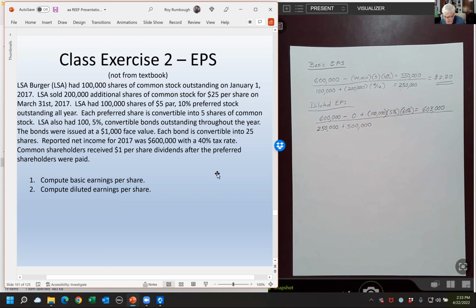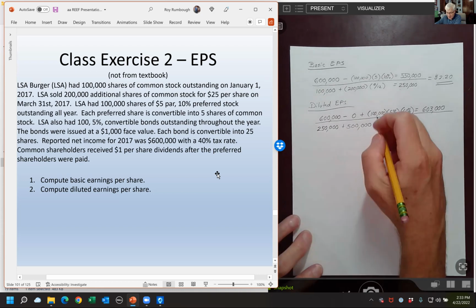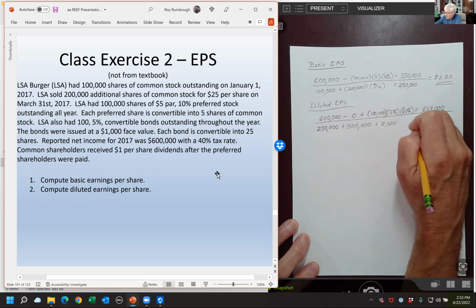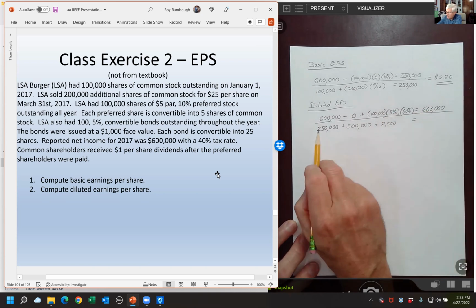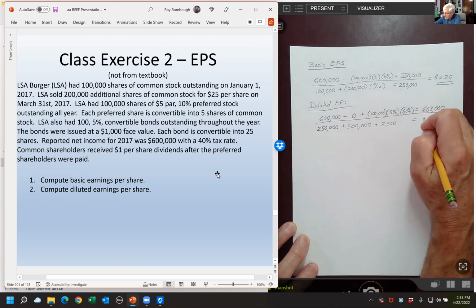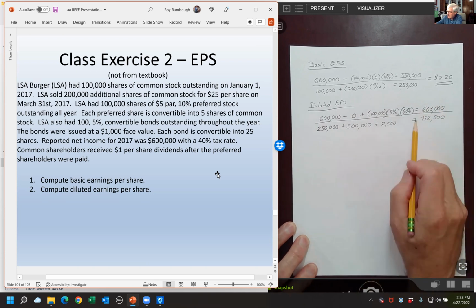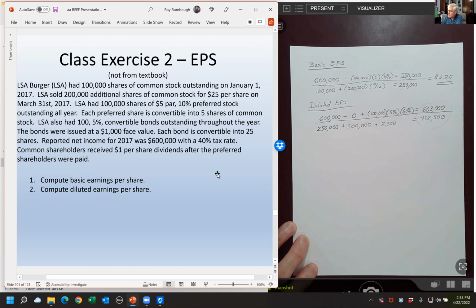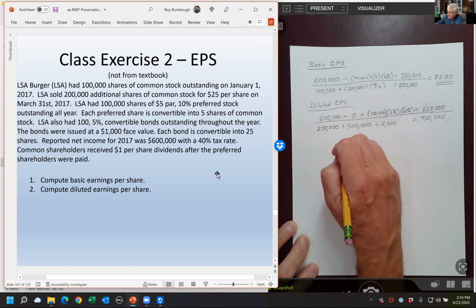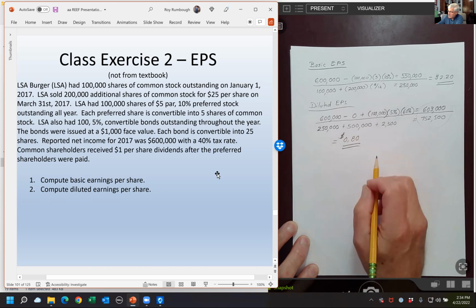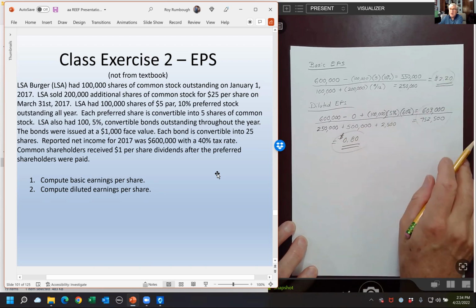And each bond is convertible into 25 shares. We only have 100 of those bonds, so that'd be 2,500 plus 2,500. And so my denominator, 250,000 plus 500,000 plus 2,500, is 752,500. So my diluted EPS is 603,000 divided by 752,500 equals 80 cents. 80 cents is less than $2.20, so it's dilutive.